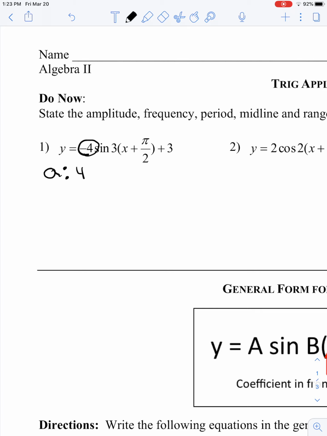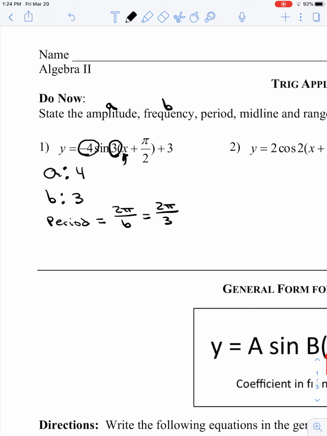The next thing you were asked to find is the frequency. Sometimes we call the frequency the b value. So the frequency in this function, which I'm going to notate as b, I'll label it as b over here, is 3. You always want to remember that first the coefficient of the x has to be a 1, which in this case it is, in order to find the frequency. To find the period is 2 pi divided by the frequency, or 2 pi divided by b. So that would be 2 pi divided by 3.